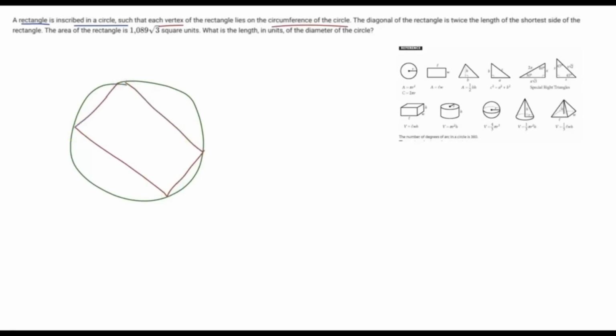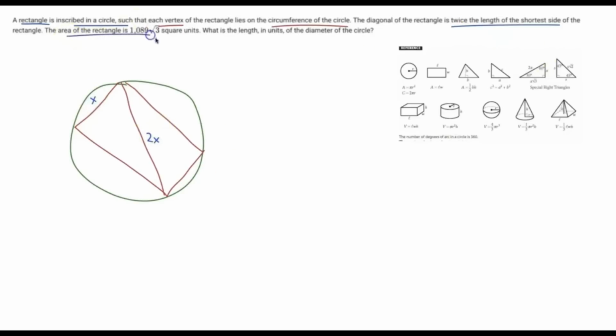So there's our drawing. It says the diagonal of the rectangle is twice the length of the shortest side of the rectangle. All right, let's draw that in. So the diagonal, which is going to look like this, just going across from one corner to the other, is going to be twice the length of the shortest side of the rectangle. So this right here is our shortest side. Let's call that X. And it's twice the length, so we can call this 2X. Therefore, that is twice the length.